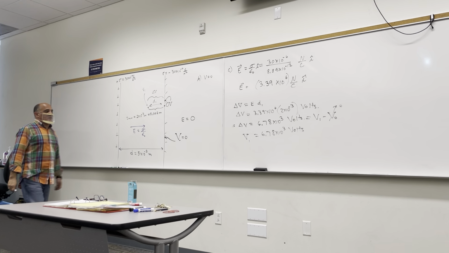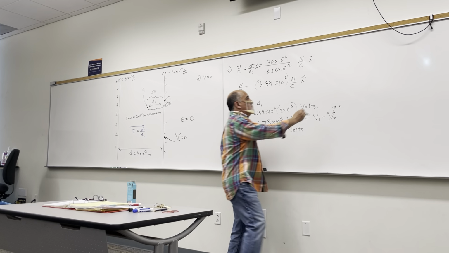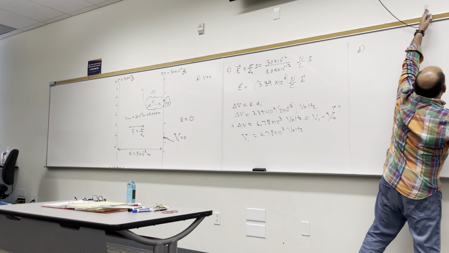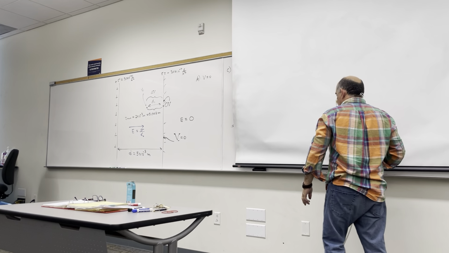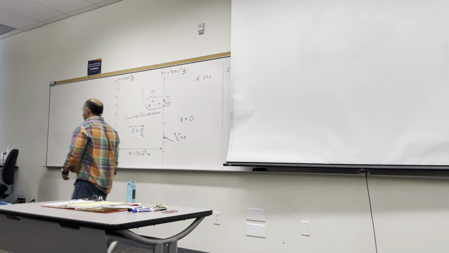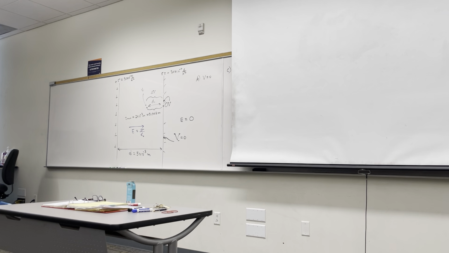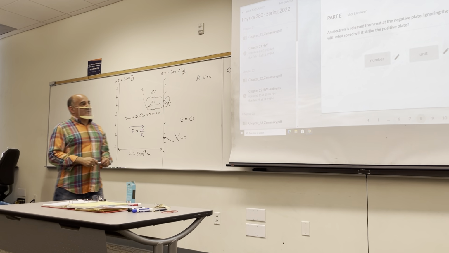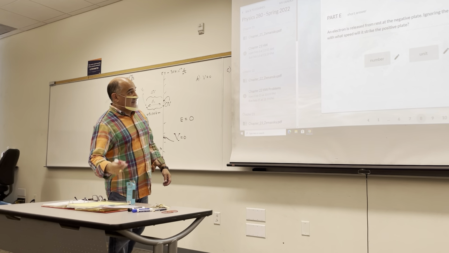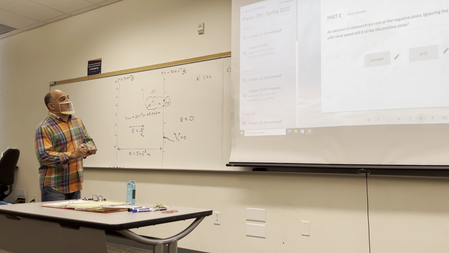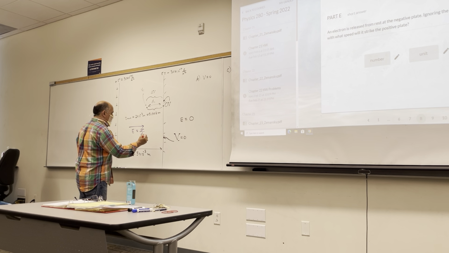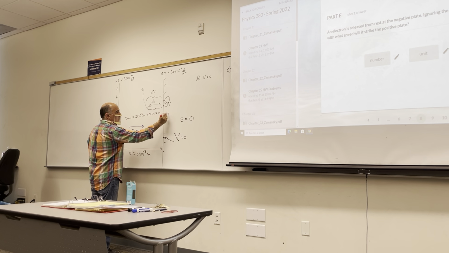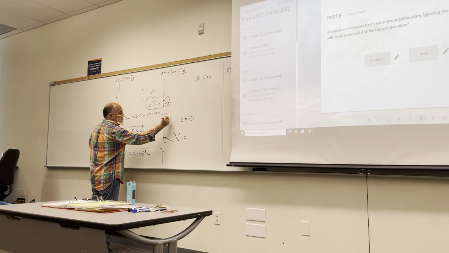So the next question says, an electron is released from rest at the negative plate. What is the speed when it hits the positive plate? So you release an electron from here. The initial speed is 0.